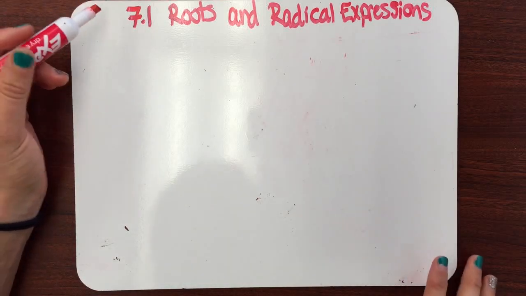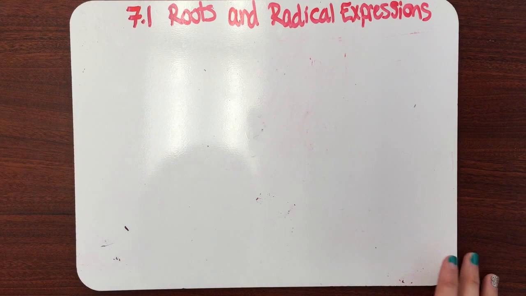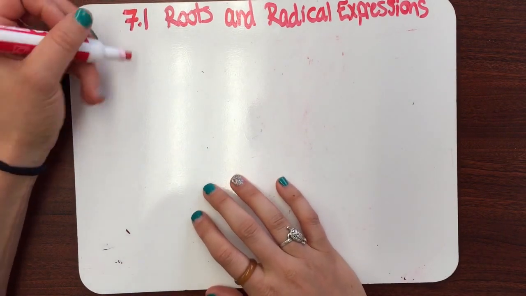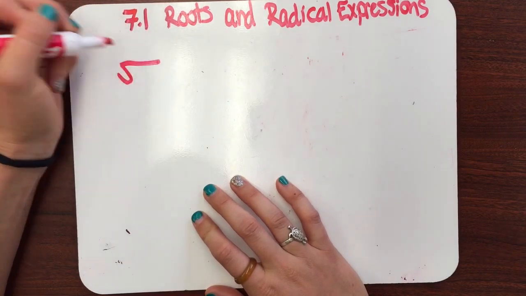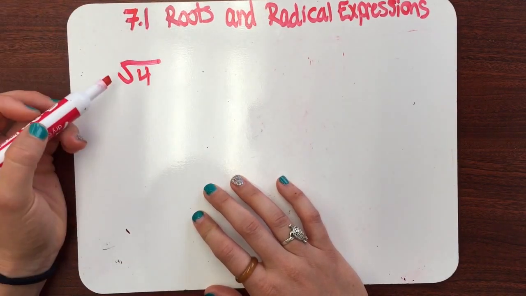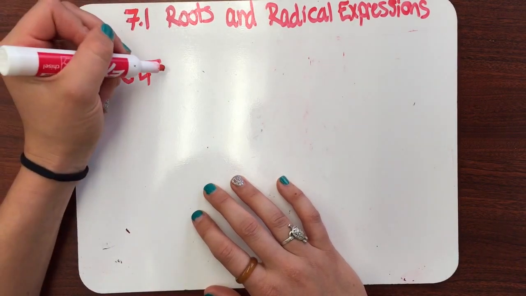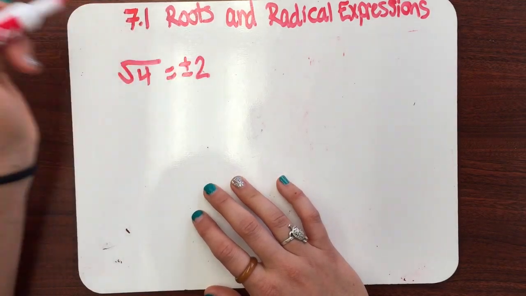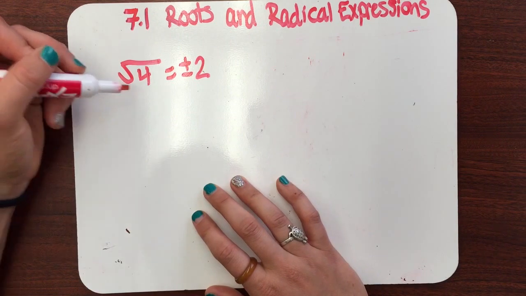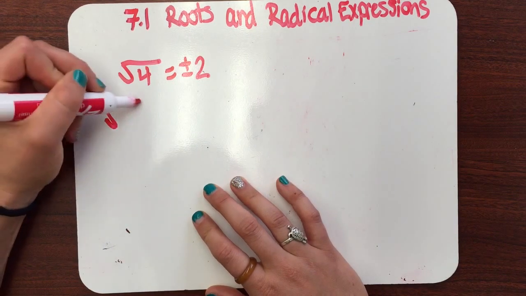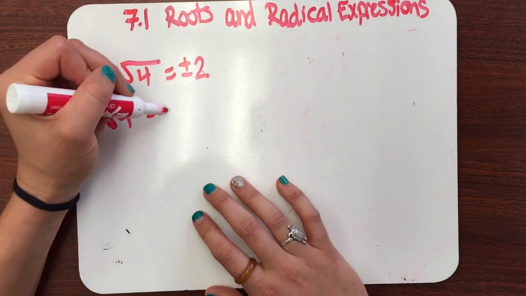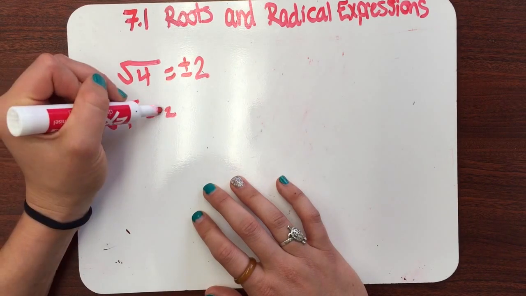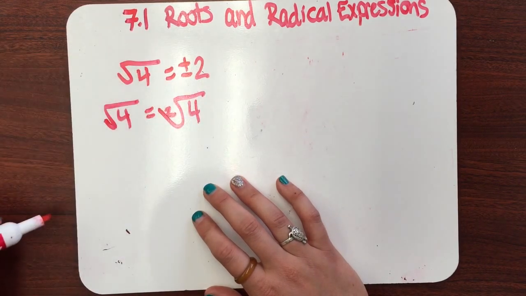Okay, today we're going over 7.1, roots and radical expressions. So we know that if it says something like the square root of 4, we read it as the square root of 4, and if we're finding both of the solutions, it would be plus and minus 2. If there's no number written in, then the square root of 4 is the same as knowing that the index is a 2. That's the same thing.